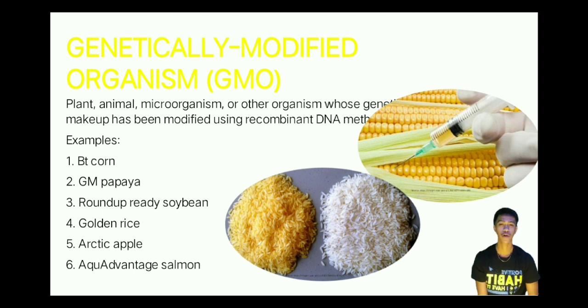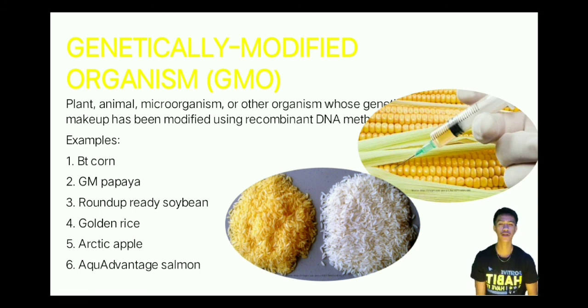Next is genetically modified organisms. A genetically modified organism is an animal, plant, or microbe whose DNA has been altered using genetic engineering techniques. Here are examples of GMOs altered using genetic engineering techniques. First is the Bacillus thuringiensis corn or the BT corn. Second is the genetically modified papaya. Third is the Roundup Ready soybean. Fourth, golden rice. Fifth, Arctic apple. And last is the AquAdvantage salmon.